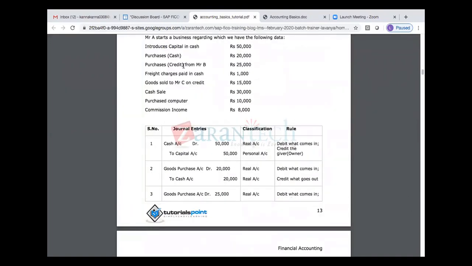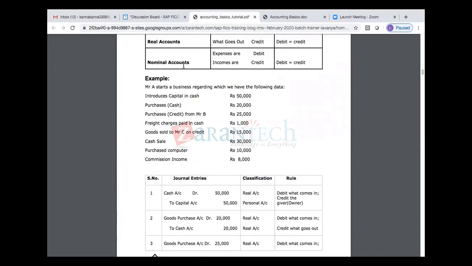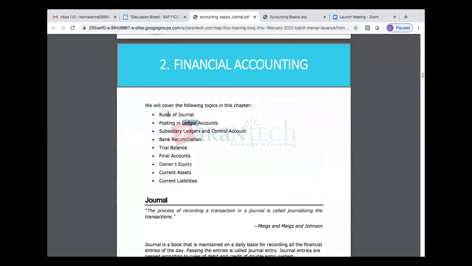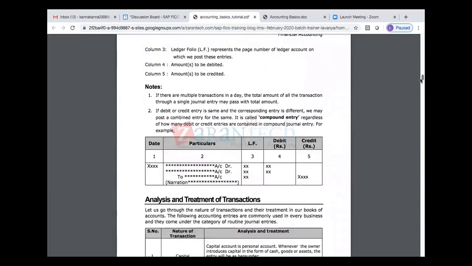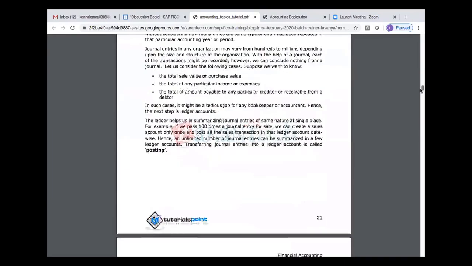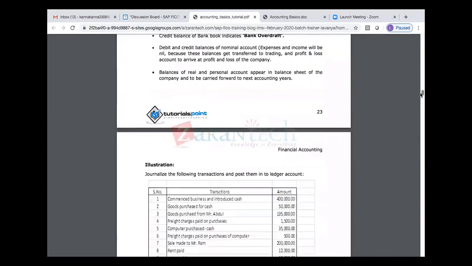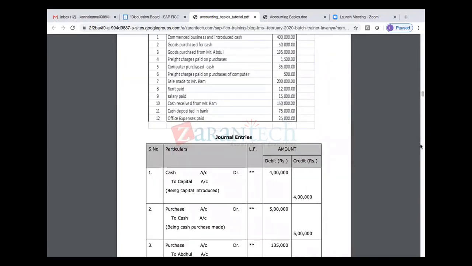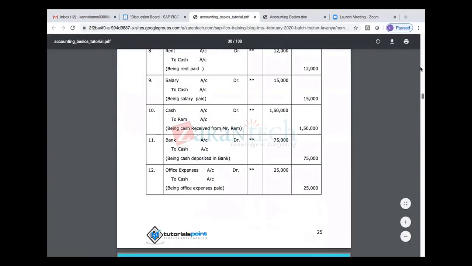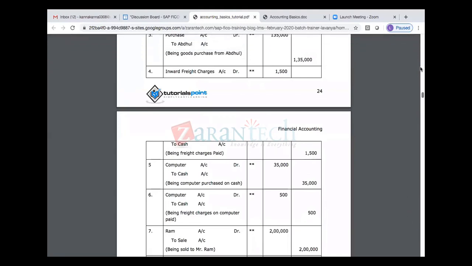He is mentioning how we are writing a journal entry. Journal entries, you can see here. And here, this one, rules of journal and ledger. That's it. Posting in a ledger. Till here. That's it. Don't go through subsidiary. Only till here.